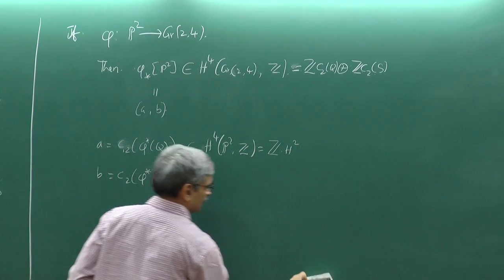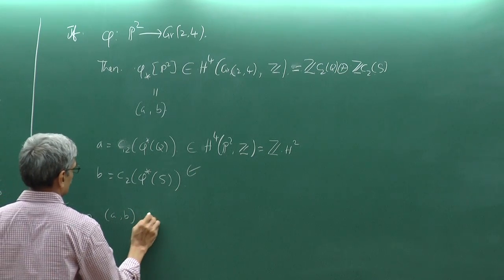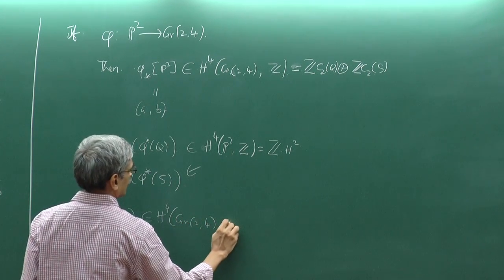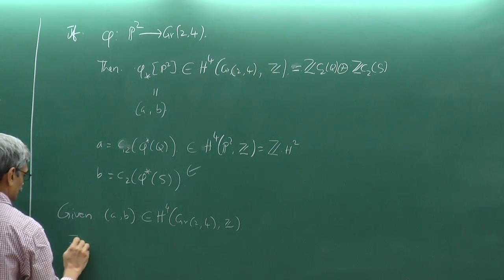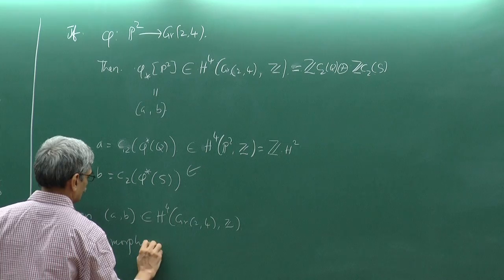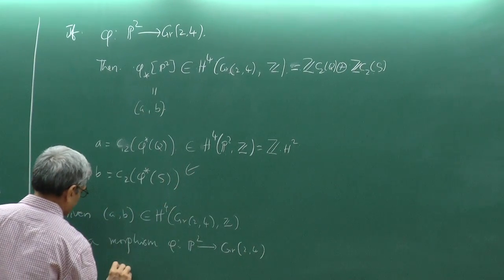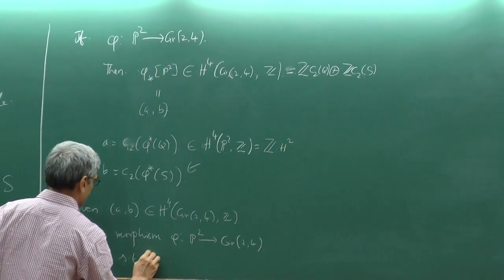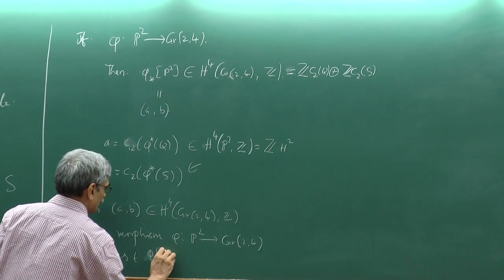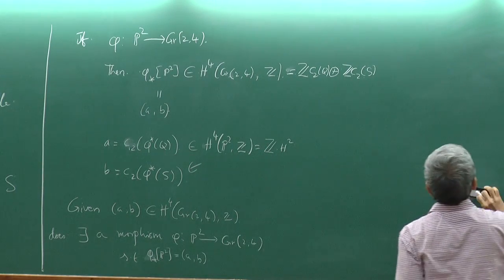So these two numbers determine this thing. So one can ask, given A, B in H4 or G2 for Z, does there exist a morphism phi from P2 to GR24 such that this phi A, B is determined by phi, meaning the phi star of P2 is A, B. One can easily see that not all A, B are represented by classes.